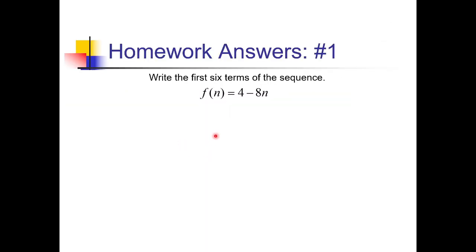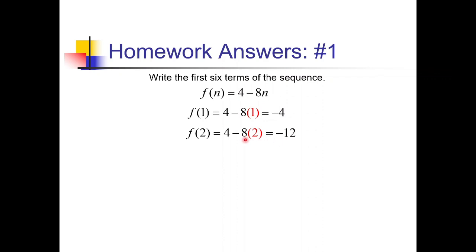For this problem, we're trying to write the first 6 terms of this sequence. So we have f of n equals 4 minus 8n. We basically just have to plug the numbers 1 through 6 into this function and see what it comes out to. So we'll start with 1. So f of 1, that's going to be 4 minus 8 times 1, or just 4 minus 8, so negative 4. Next, f of 2, 4 minus 8 times 2 is 4 minus 16, so that's negative 12.